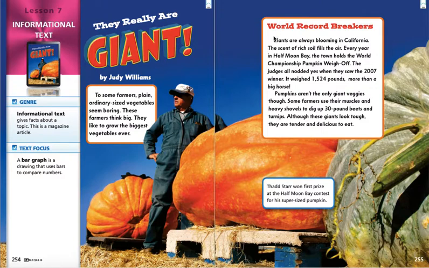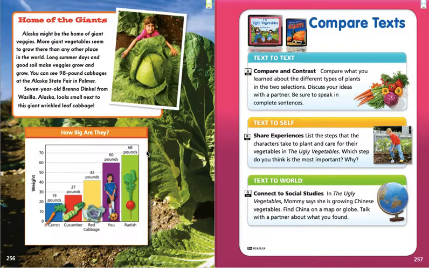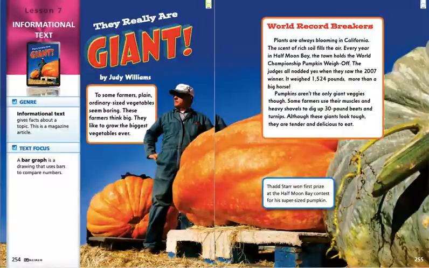Now, just like all informational text, this story, They Really Are Giant, has headings where our other story does not. There's words that go along with the pictures, some captions, some other text features. Plus, in this story, we have that added bar graph. In our Ugly Vegetables story, we don't have a bar graph to talk about how big the vegetables got or how big the flowers got or anything like that. So even though our stories are kind of the same, or they have the same topic, they're talking about vegetables, the stories are both very different at the same time.